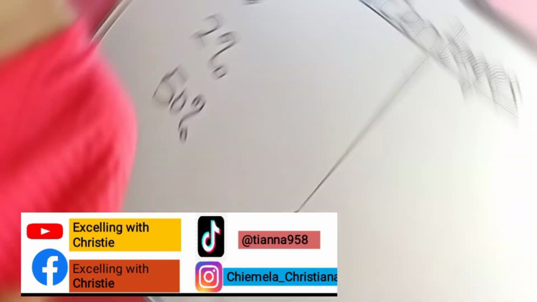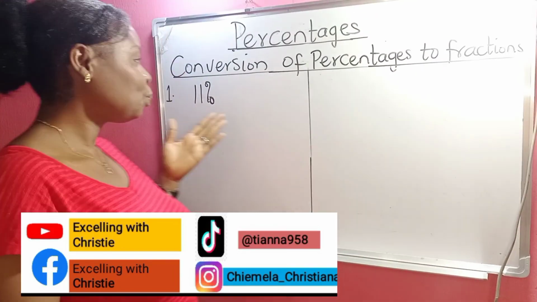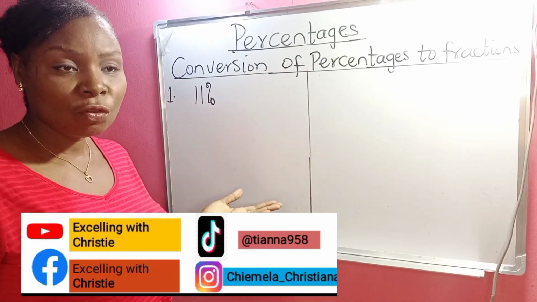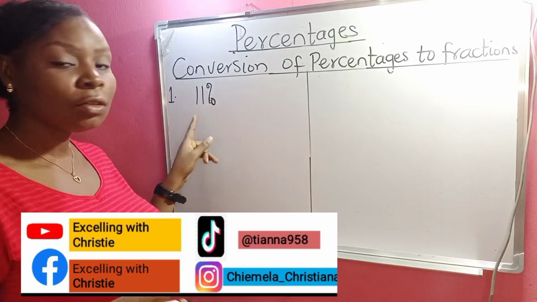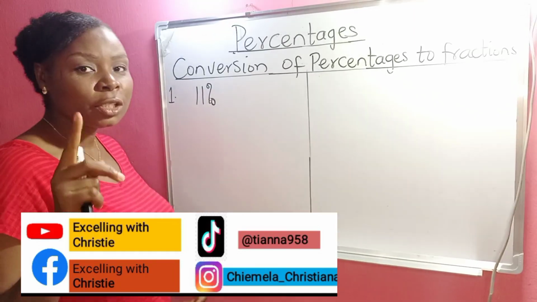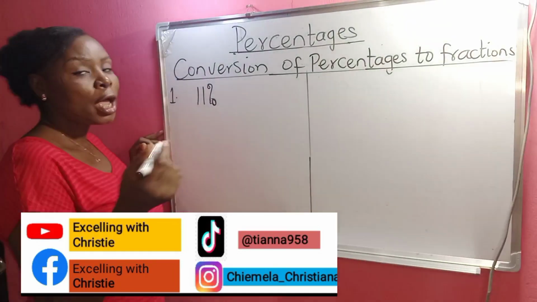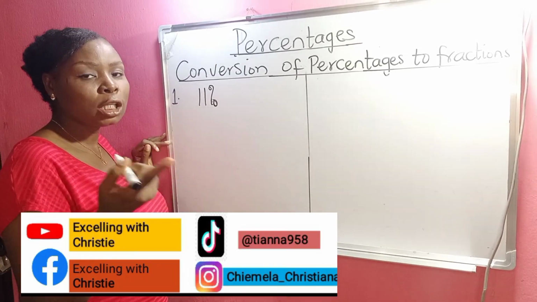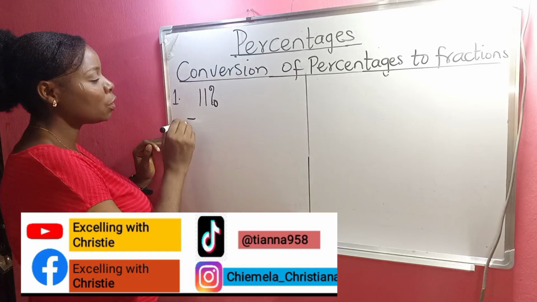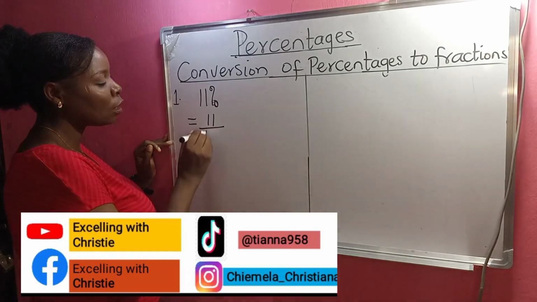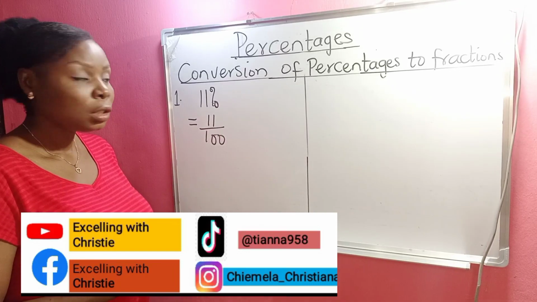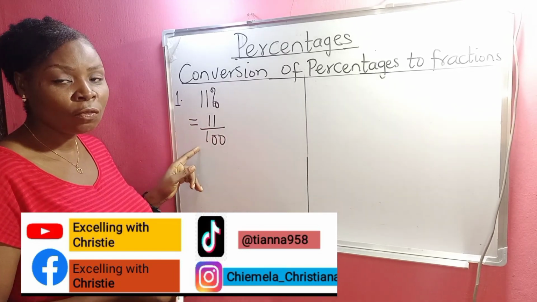Guys, in this first example, we're going to be looking at converting 11% to a fraction. This is the first thing you do. Express the number as a fraction of 100. That means write the number over 100. So this is the same as 11 over 100. 11% is the same as 11 over 100.